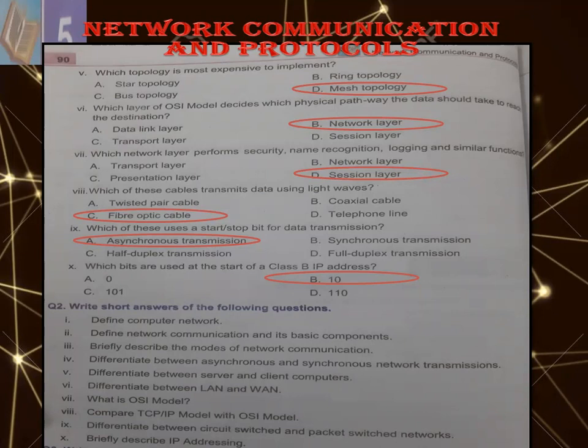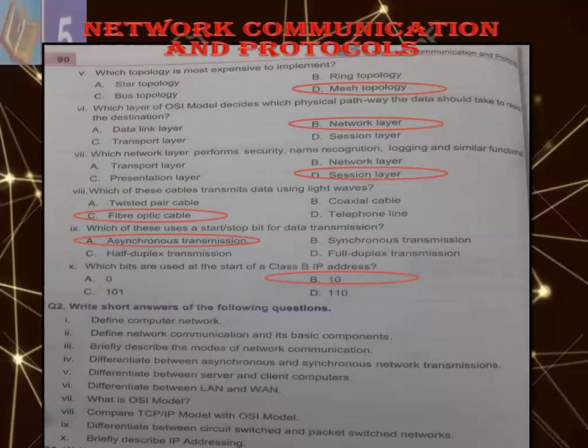The second question is: define network communication and its basic components. Network communication means the interconnection between two or more computers or other network devices so that they can communicate with each other to share network resources, both hardware and software. A network is made up of a collection of computers and other network devices that allow information exchange to take place. The network communication components are sender, message, medium, protocol, and receiver.